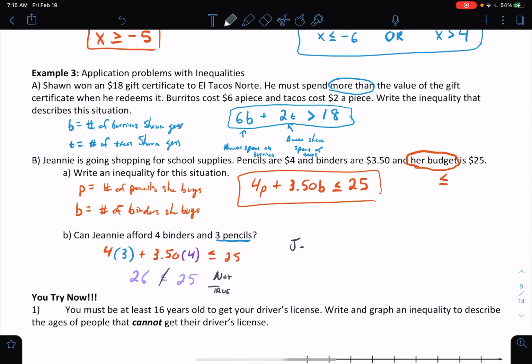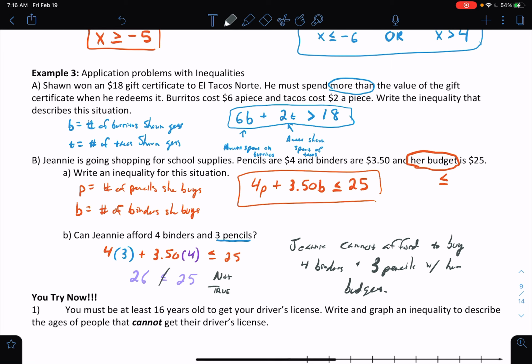So Jeannie cannot afford to buy 4 binders and 3 pencils with her budget. After you write an inequality, sometimes you might want to use that inequality to test if a certain situation is possible. That is some application problems in standard form. Very common to see those on a quiz or a test, so make sure you understand those.